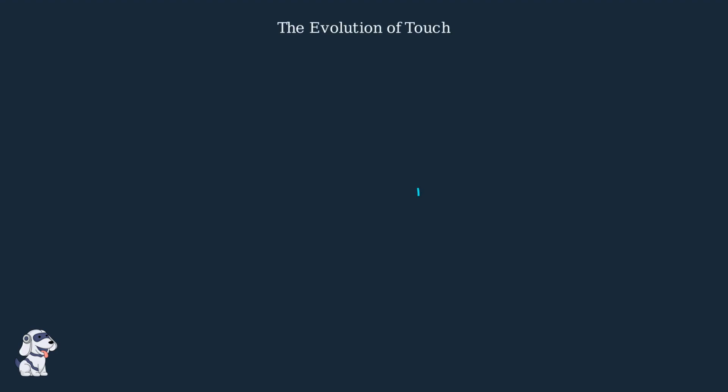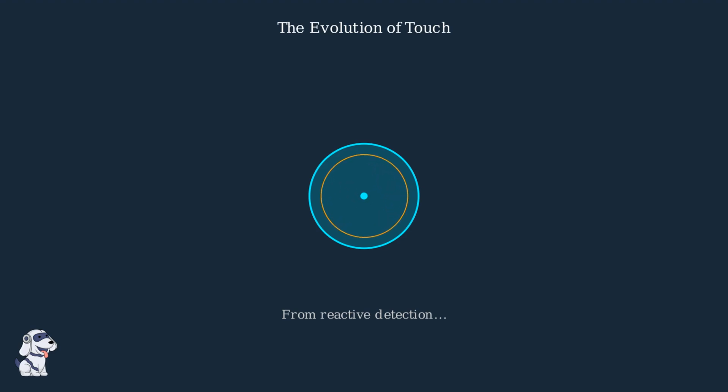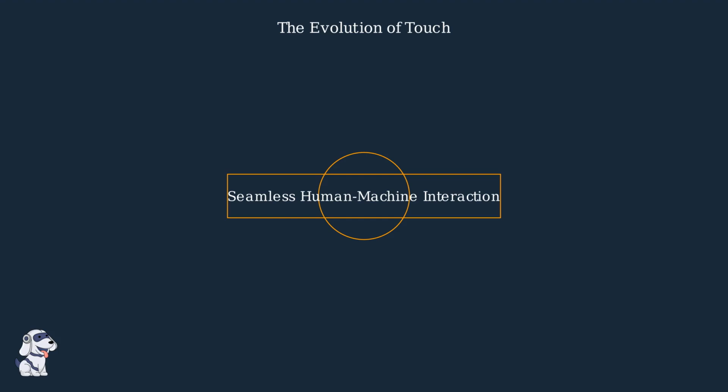Touch technology has traveled a long path. We've moved far beyond simple grid detection. We are now in an era of predictive intelligence. The device no longer just waits for your input. It anticipates your intention before your finger even makes physical contact. This marks the transition to truly seamless human-machine interaction, where technology becomes an extension of human intent.